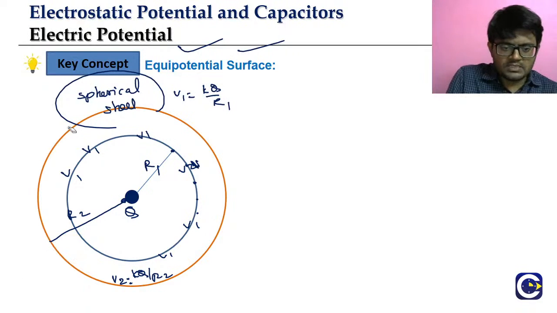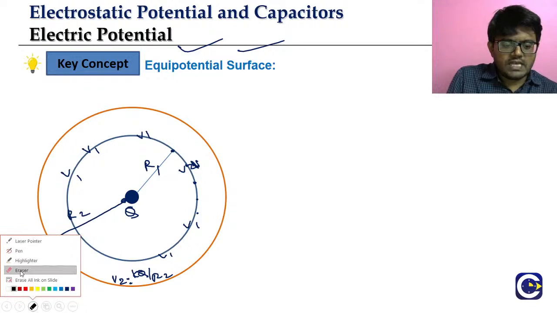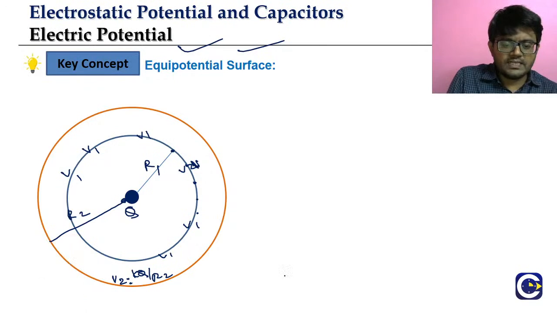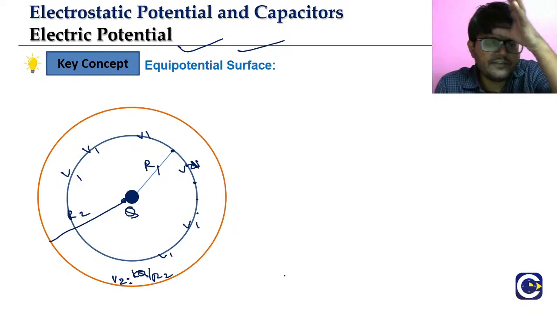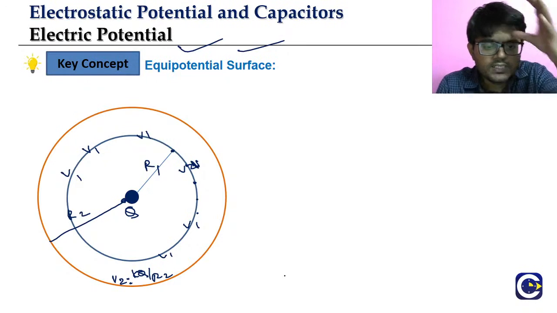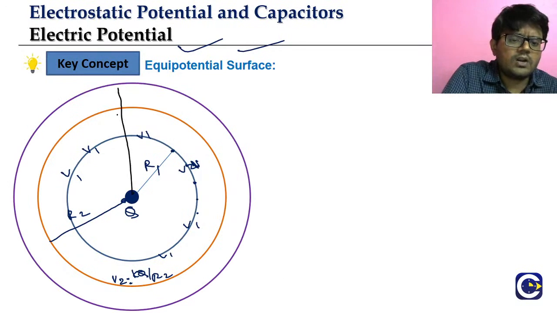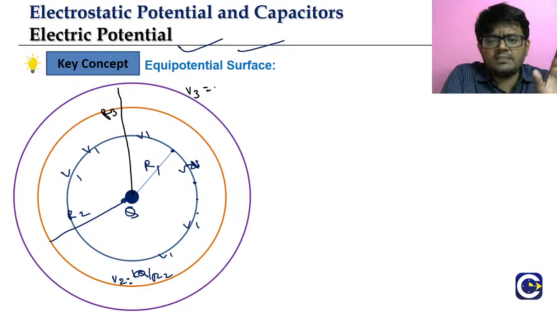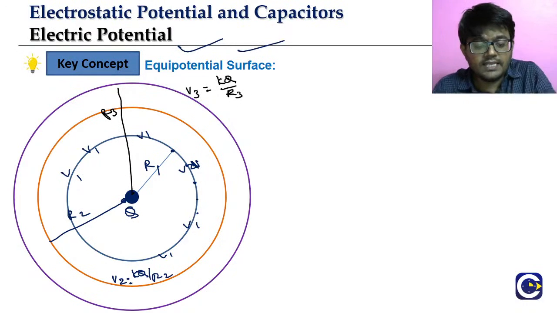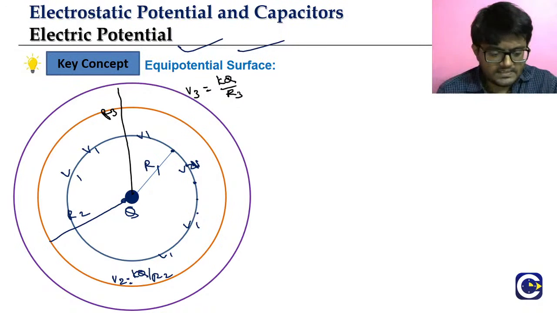That is also an equipotential surface. You draw a spherical shell which is having a radius r2. The potential value on spherical shell 2 will be different from the potential value on spherical shell 1. Like that, you can draw one more spherical shell of radius r3. On this surface, potential everywhere will be same. Its value is kq by r3. Like that, in a region we can have many equipotential surfaces.